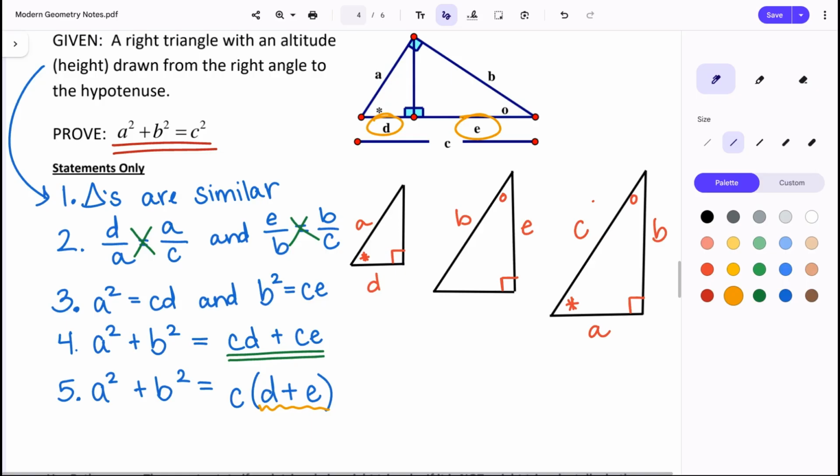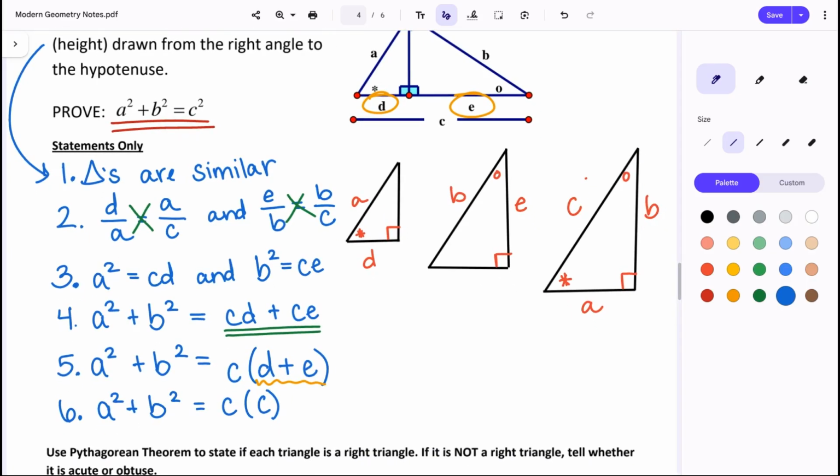So I should be able to now say that this is really a squared plus b squared equals c times c. I can use substitution to replace that, since d plus e together is also going to equal c. Now, if you look at this, what would be c times c? C squared, right? So then we end with a squared plus b squared equals c squared.